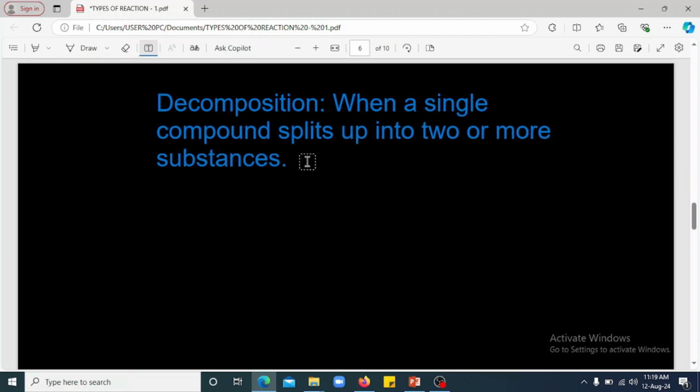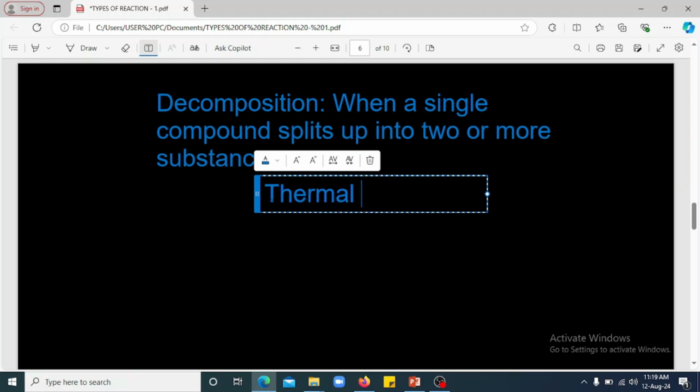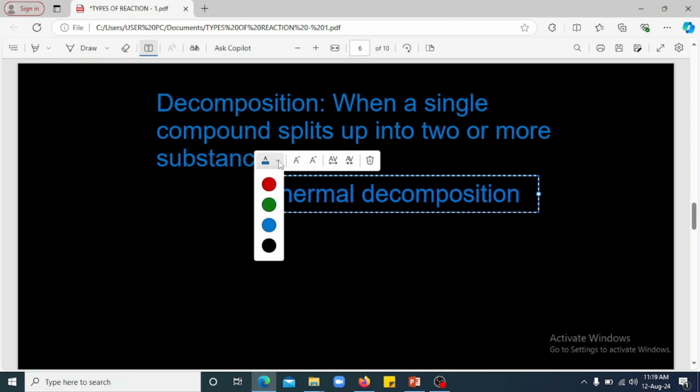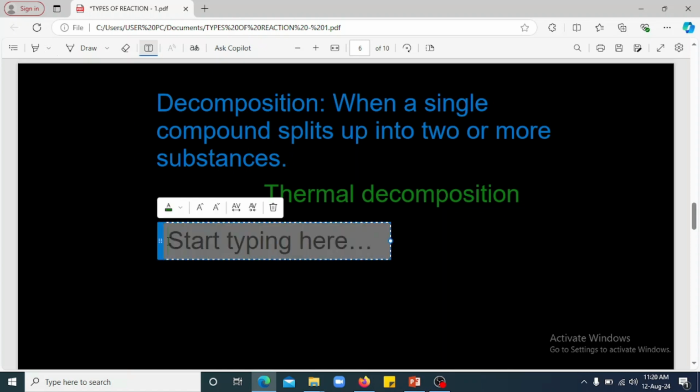Before we go into the example, when decomposition occurs and heat is needed for the decomposition, we call it thermal decomposition. When heat is required for the decomposition, we call it thermal decomposition. Now I use another color. Now let's look at an example of decomposition where a compound is split into two or more substances.